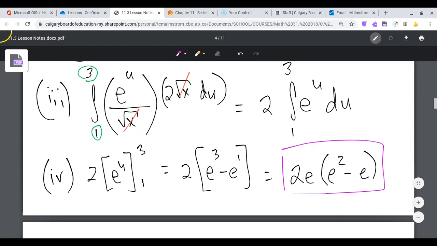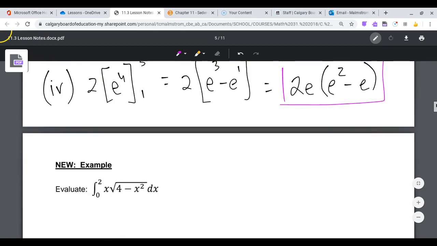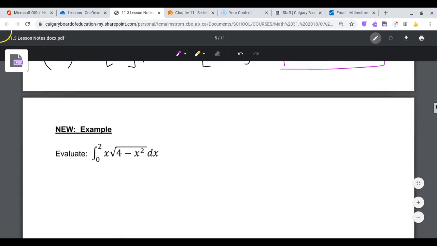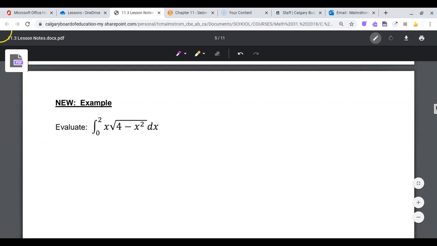There it is. Okay, let's try one where it's a function that we are familiar with how to do. So this is not in your lesson booklet. I've added in a couple of extra examples so that you guys are not working with chapter 8 antiderivatives and derivatives.